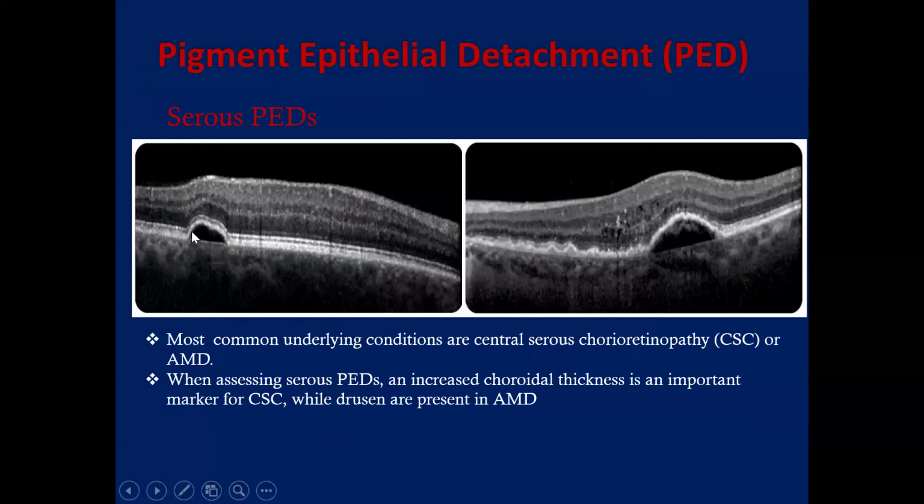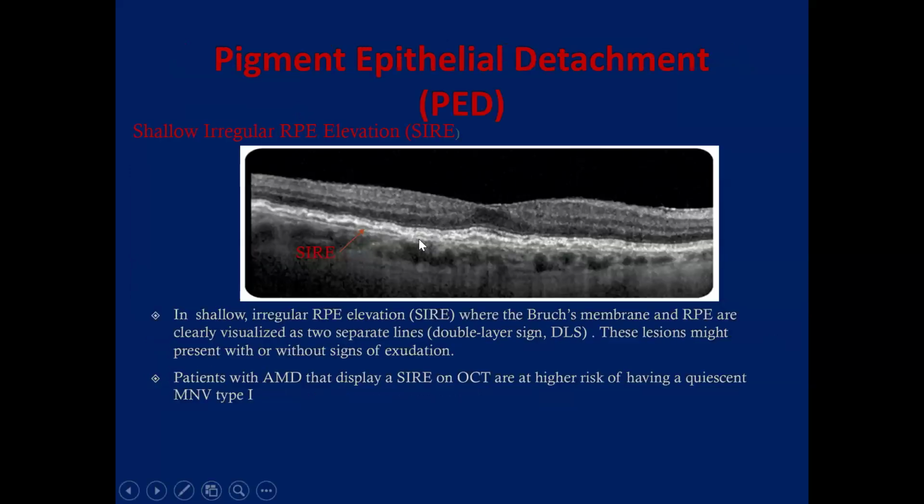serous fluid under the retinal pigment epithelium, and you count the differences. This one has a kind of drusen, it's like a low AMD origin, but in such a case, to differentiate between the two, you have to rely on your slit lamp examination. But sometimes you might have a shallow irregular retinal pigment epithelial elevation. That means you can see clearly the Bruch membrane and the retinal pigment epithelium. So if this line has a kind of fluid, it might be a sign of active macular neovascularization. If not, this white one, you might not need treatment.